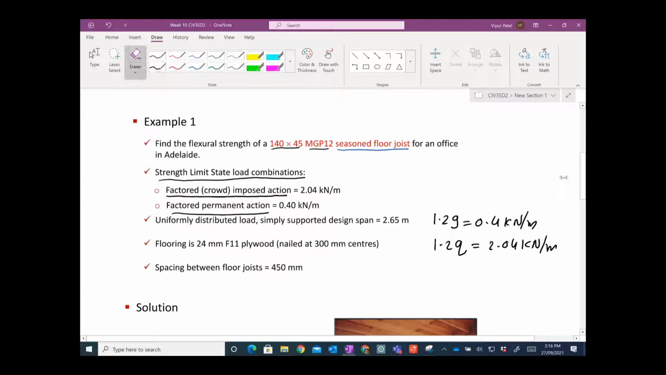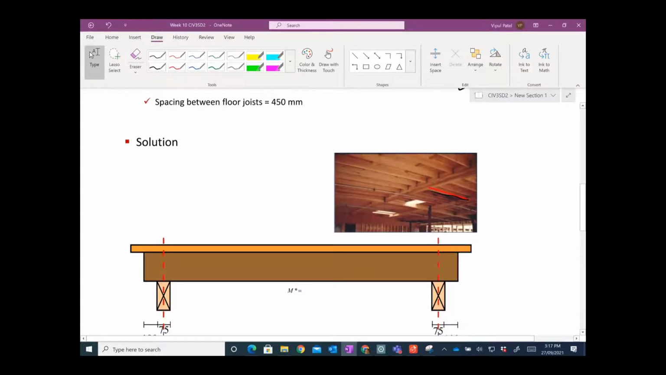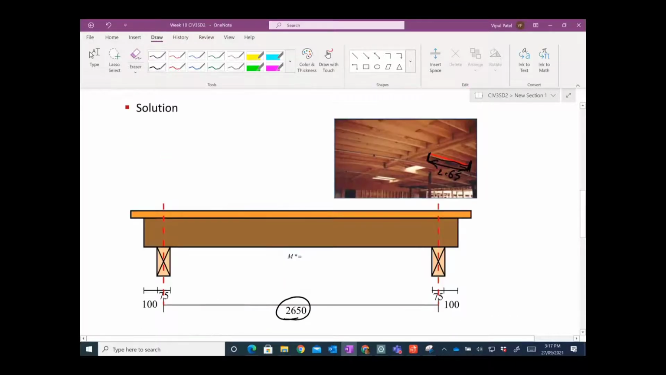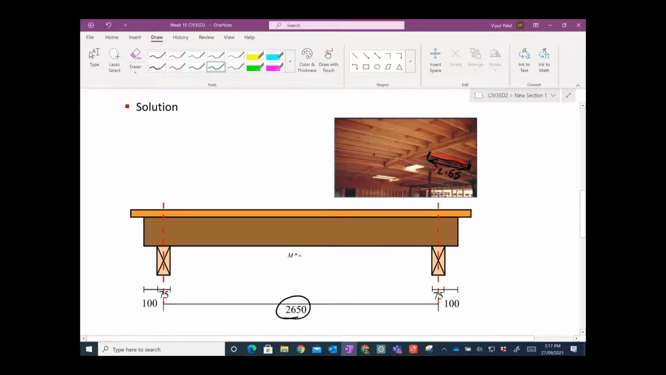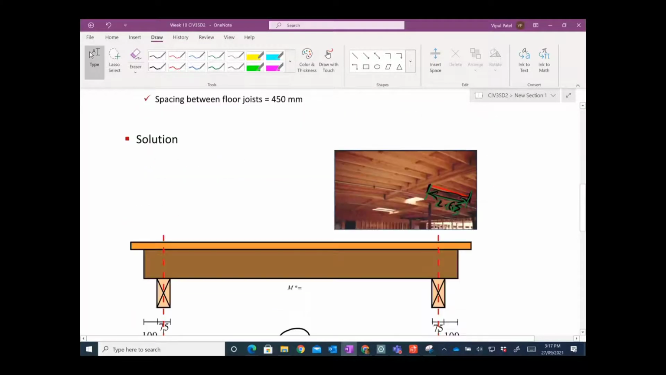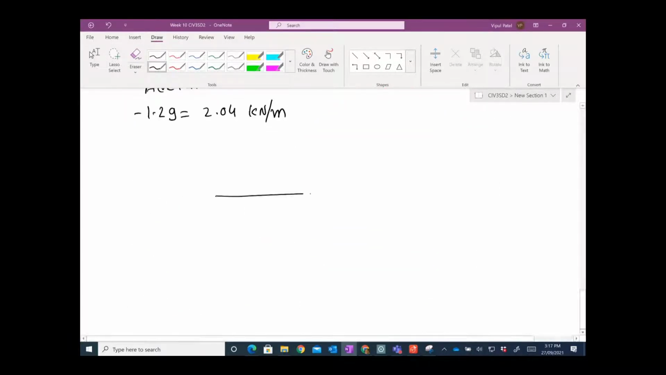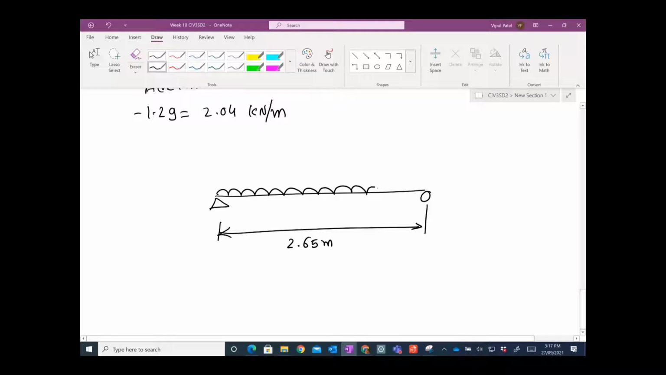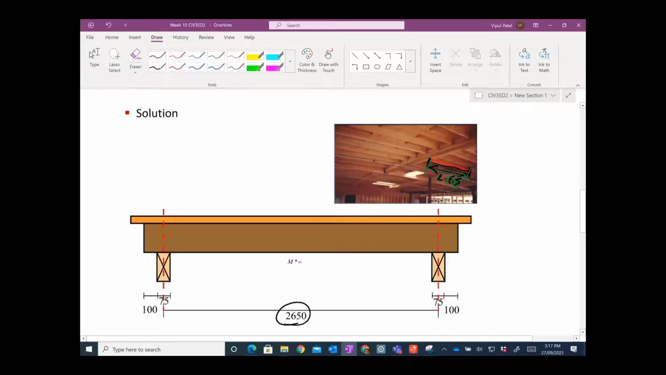Okay. All right. Uniformly distributed load, simply supported, design span 2.65. So from here to here, that is 2.65 meters. That is given here. And that is a uniformly distributed load and simply supported, like this, with 2.65 meters and a uniformly distributed load that is given to us.